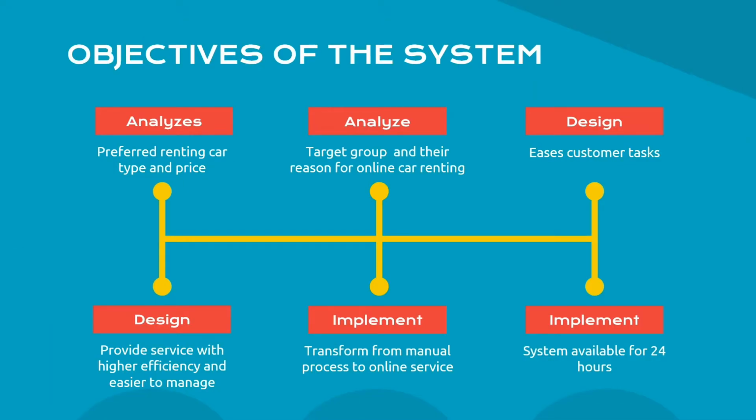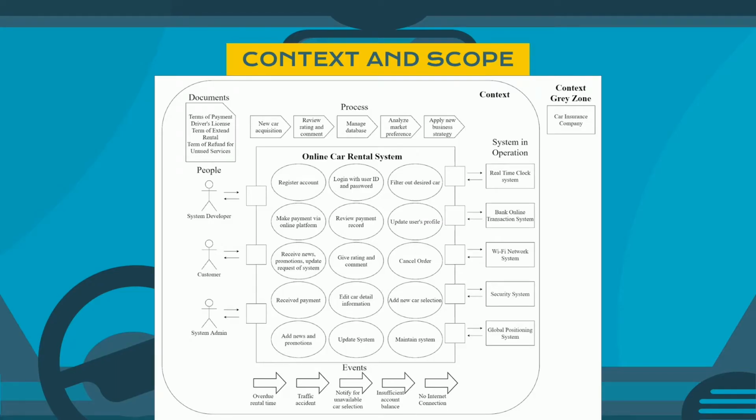There are 6 objectives to be achieved for this system, which are to analyze the preferred renting car type and price, to analyze the target customer group and their reason for renting a car online, to design a system that is customers' task and can provide service with higher efficiency and easier for the car rental company to manage their business. Next, to implement the transformation of service from manual process to online, and lastly, to implement a system that is available for 24 hours.